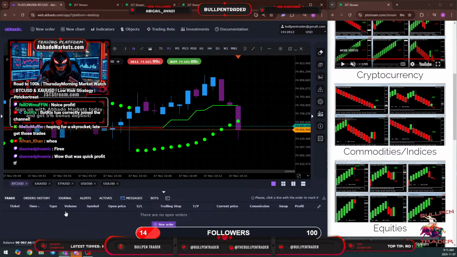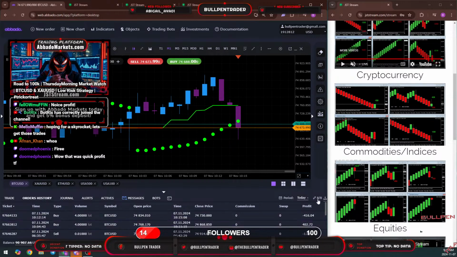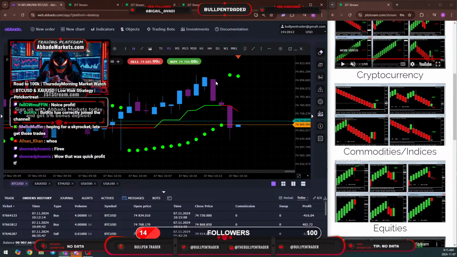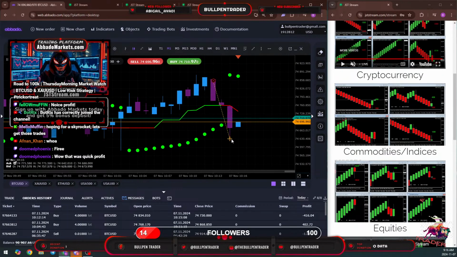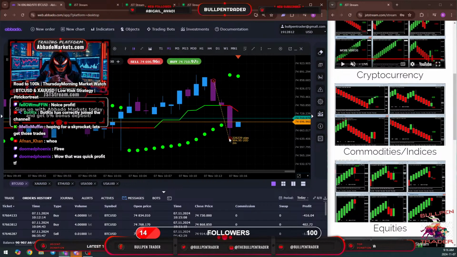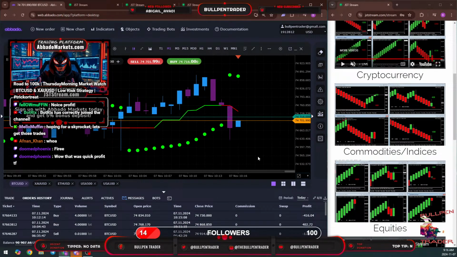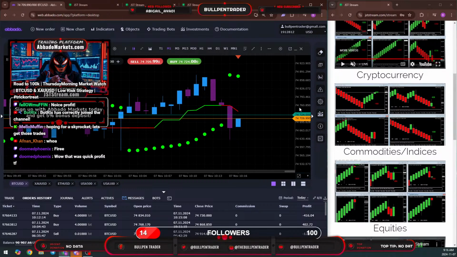Again, the reason why I only did $416 in loss, even though this was a crazy move that went down like 200 and something points, was because I set my stop loss. Stop loss is so important for you guys to set.